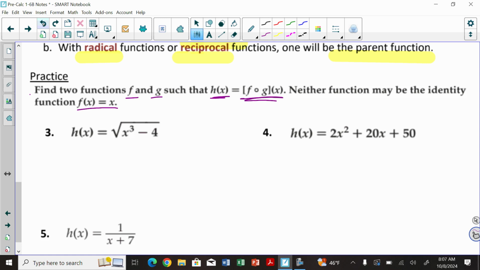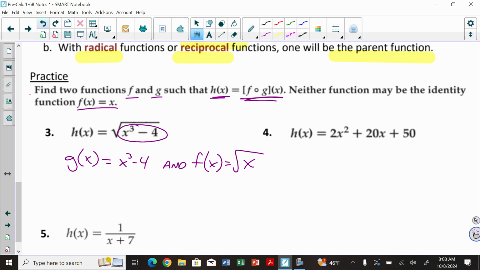So if we take the stuff underneath the radical here and say g of x equals that, x cubed minus 4. And then if we say f of x is the other thing. What's happening to x cubed minus 4? Well, it's being square rooted. So if we just say f of x equals the square root of x, then that would be a function, right?